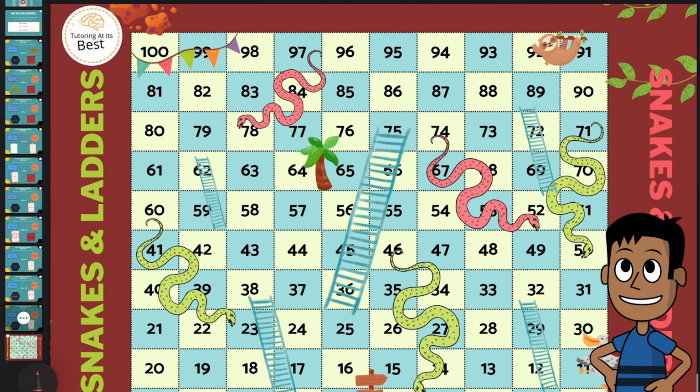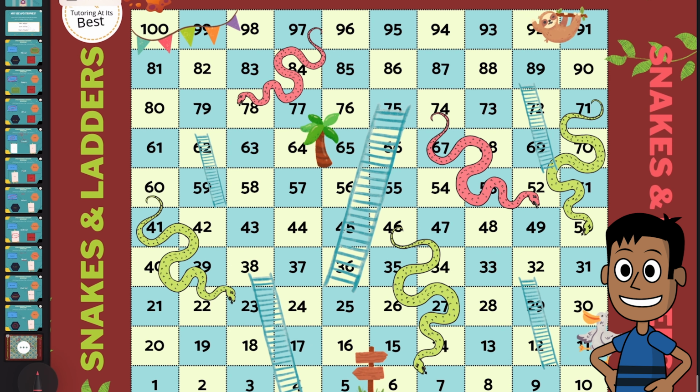And before I let you go, I've got a little snakes and ladder game here. Perhaps you could use this to work with numbers, or you can relate this to your apostrophes to mark omissions.